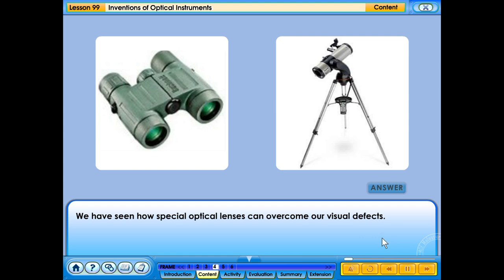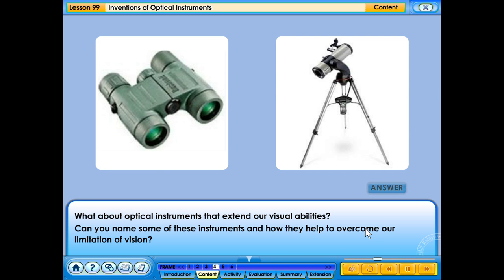We have seen how special optical lenses can overcome our visual defects. What about optical instruments that extend our visual abilities? Can you name some of these instruments and how they help to overcome our limitation of vision?